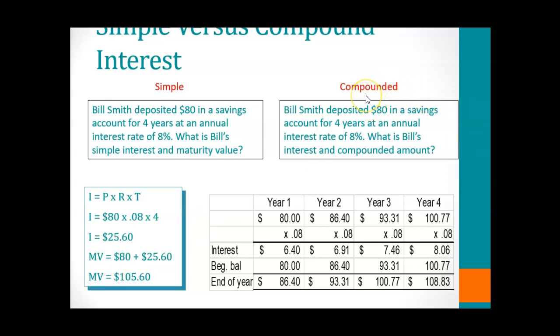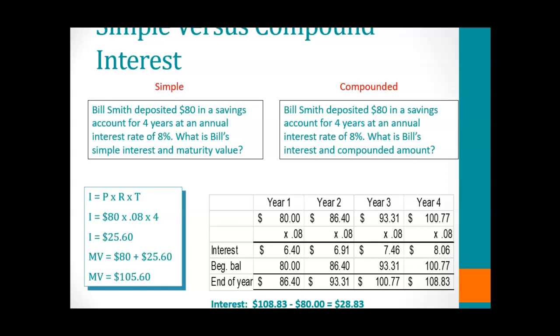Compare that to compound interest. With compound interest, it means you're going to earn interest on the interest from the previous accounting period or the previous years. So once again, we would take the $80 times 8% to get interest for the first year, add it to our beginning balance to get the ending balance. Now you're taking the ending balance times 8% this year to get the interest earned. So by the end of year 4, you will have in the account $108.83.